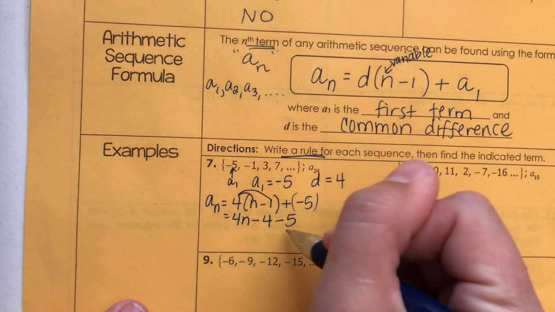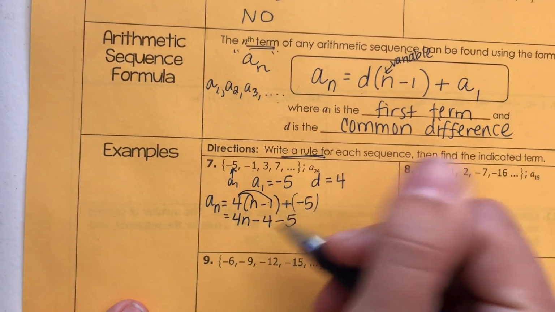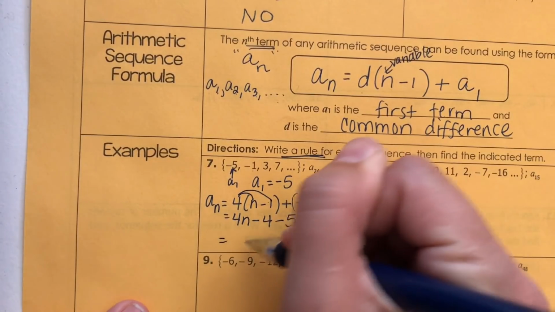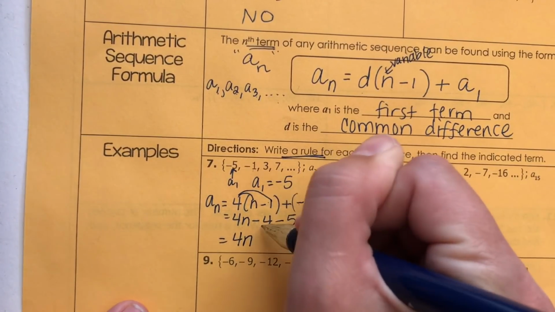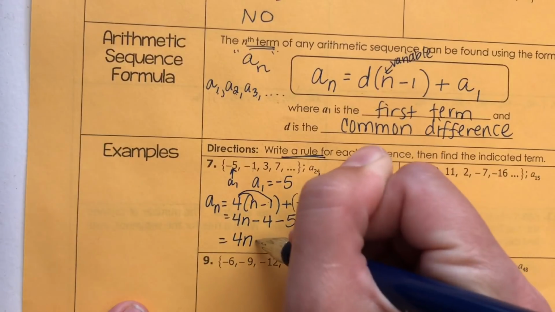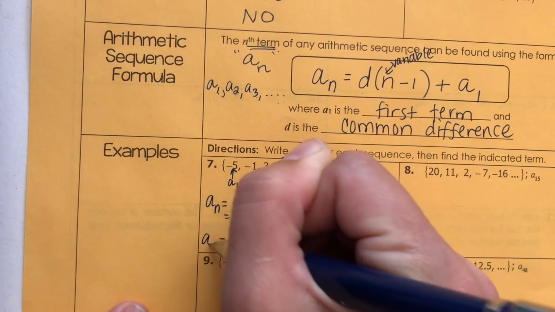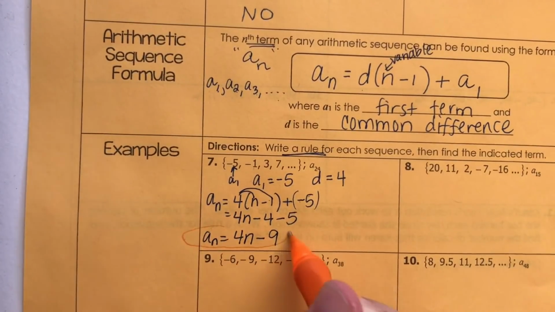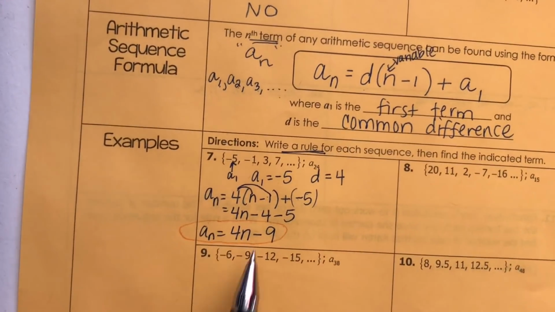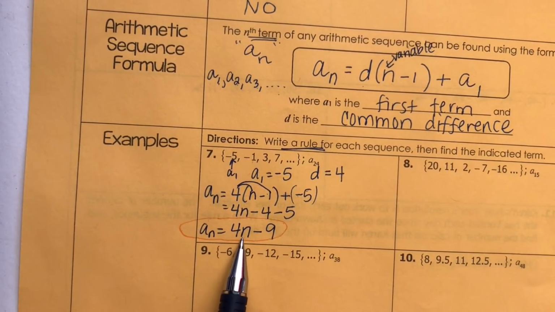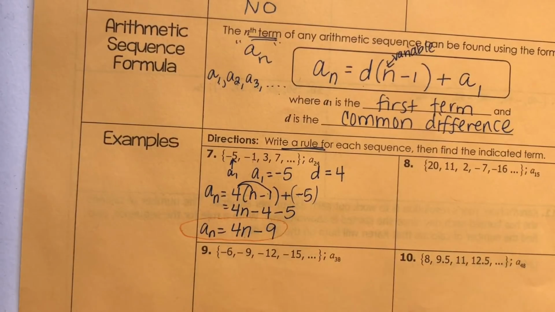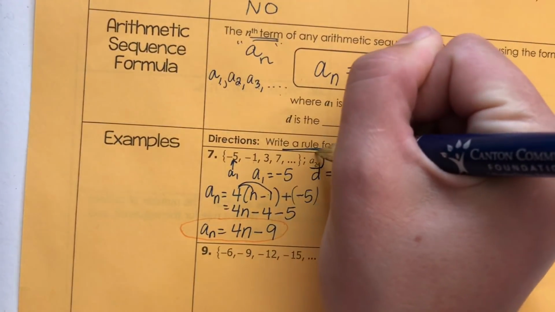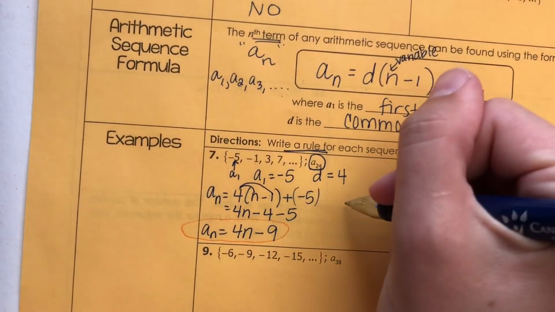And then last step, combine like terms. These are both just numbers. This has a variable though, so we're going to leave it 4n. Negative 4 and negative 5 makes negative 9. So this is our formula here: A sub n equals 4n minus 9. So if we put in anything here, that'll tell us that term. So if it was A sub 10, we could put 10 here, and that would tell us what the 10th term is. So let's try it with A24.